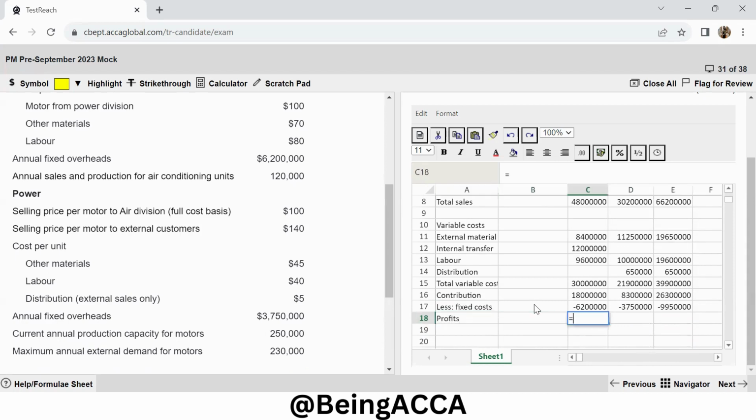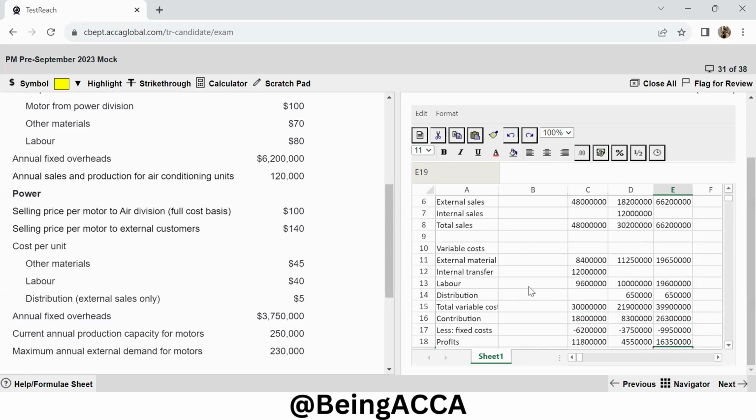And then we have arrived at our profits. So the profits will be contribution plus your fixed cost. I am adding this because my fixed costs are already put in a minus sign. And I will just copy this formula over here. Again, this will be the same for this plus this. And then this is the total that we have obtained for each of these divisions.